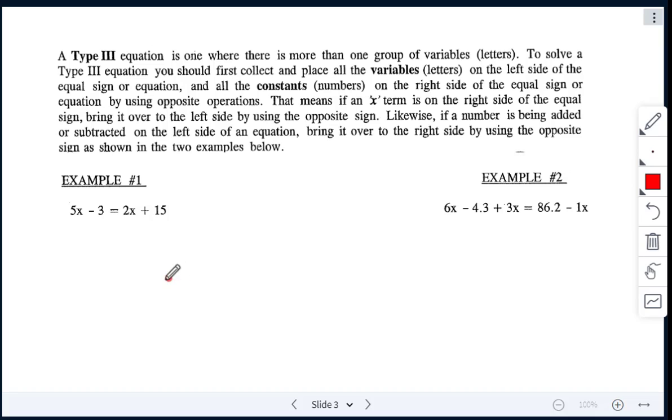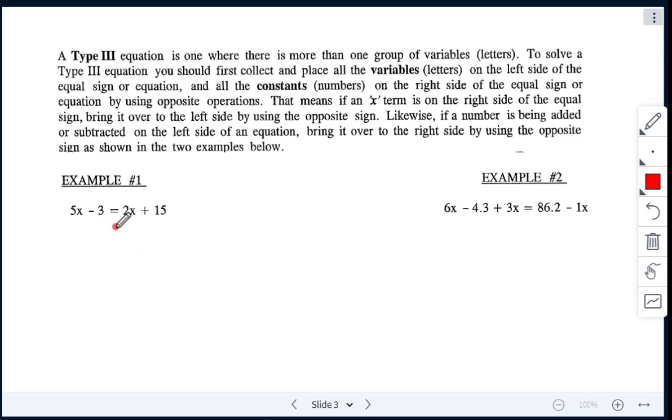All right, so let's take a look at our first example. So we have 5x minus 3 equals 2x plus 15. So we want to collect all our x's on one side of the equation and get all our numbers on the other side of the equation. So that means we have to take this 2x and we need to move this whole 2x over to the left-hand side. And you can do that by subtracting all of 2x.